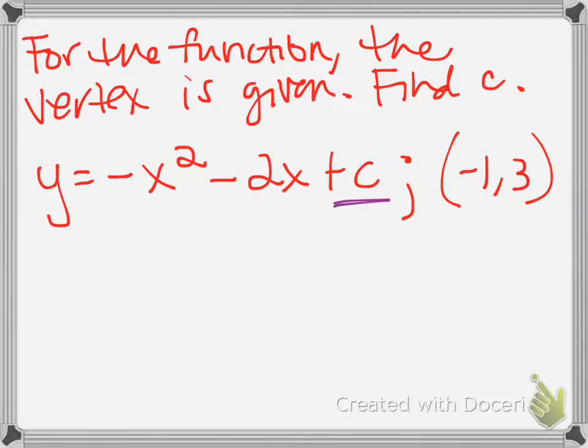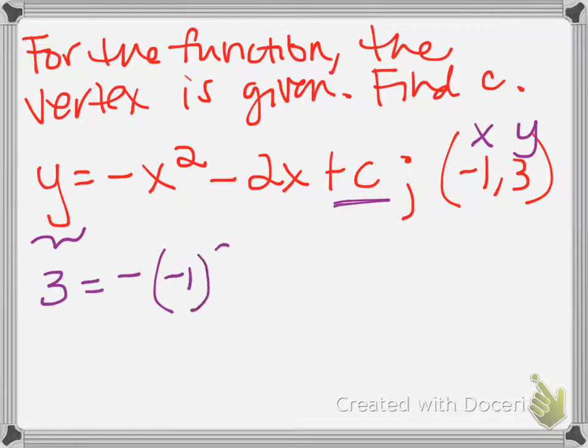Okay. So remember your vertex, like you have your x value and your y value. I'm going to utilize that and substitute it into the actual function here. Okay, so I'm going to replace y with the y value of the vertex. So that's 3. And that equals my x value of the vertex is -1 squared minus 2 times -1 plus C.